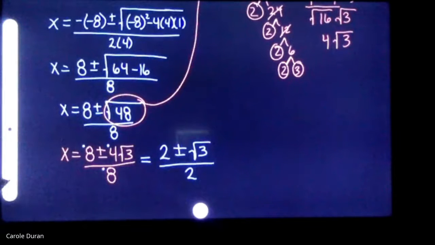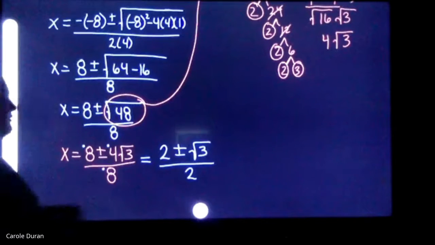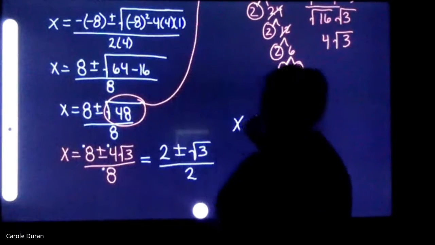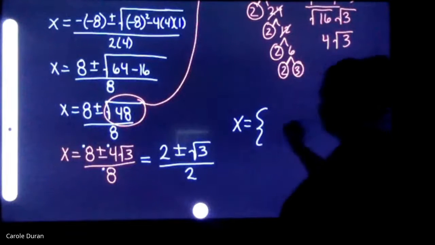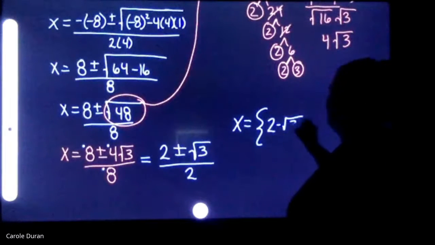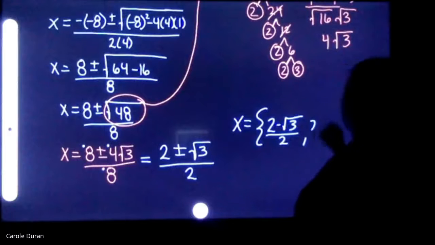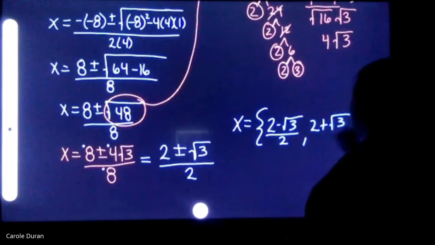So I'm left with 2 plus or minus the square root of 3 all over 2. And I can go ahead and break that up into 2 different values and put it in my curly brackets. So I have 2 minus root 3 all over 2 and 2 plus root 3 all over 2.